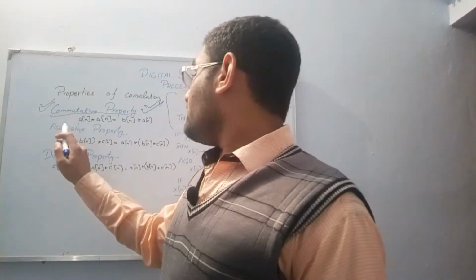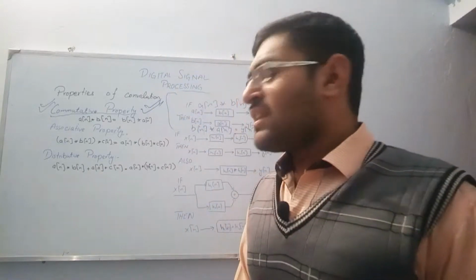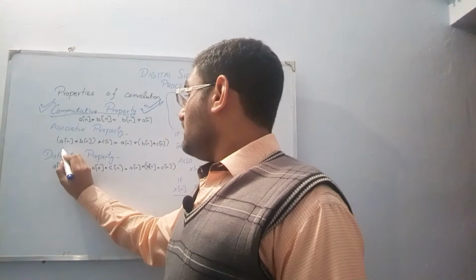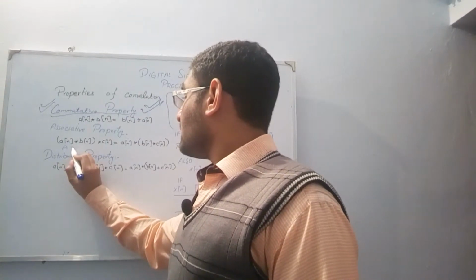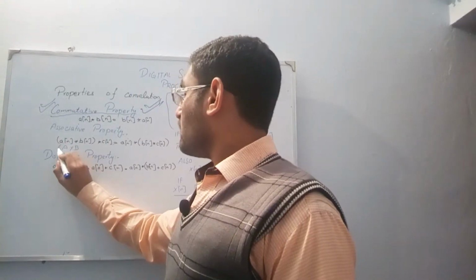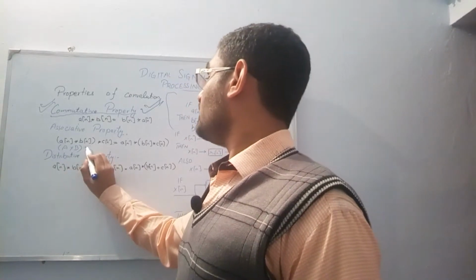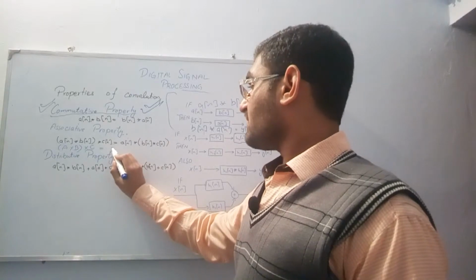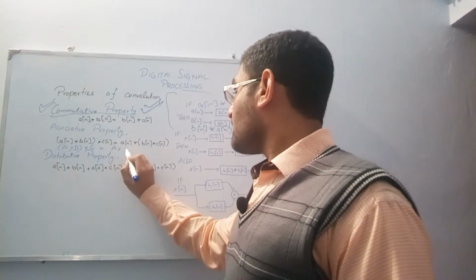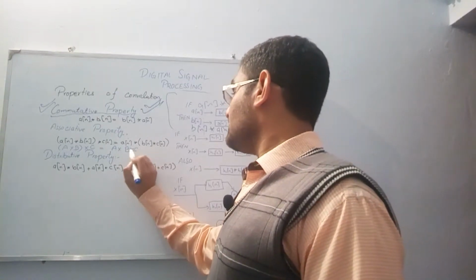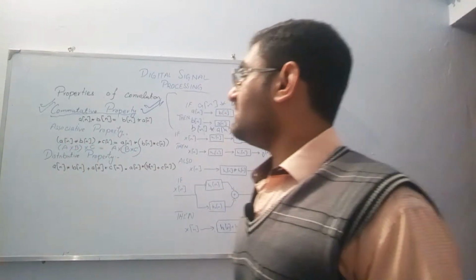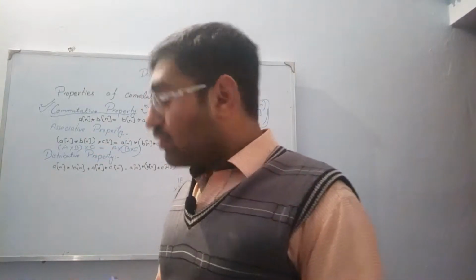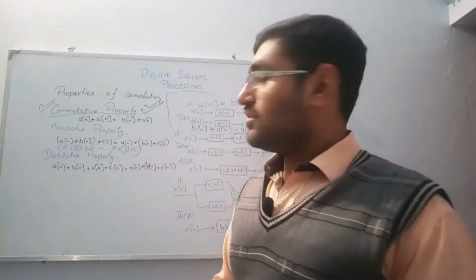So the next one is the associative property. As you know, in mathematics we have a into b, parenthesis, into c. If this is equal to this one, then this property is called the associative property. This property is held by convolution also.